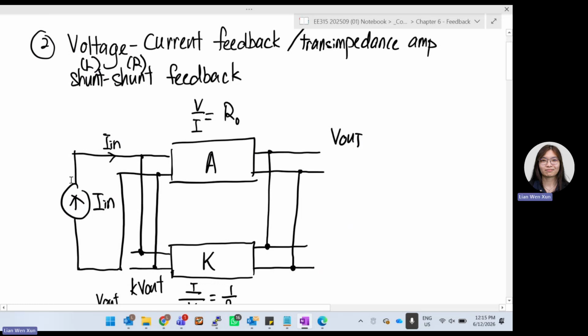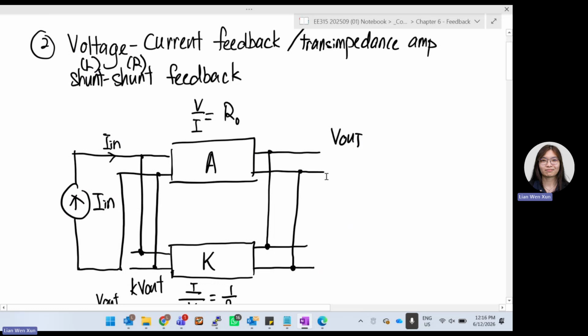To know what the connection is, I will draw my A and draw my K first. Remember, I want to measure voltage, so my K acts as a voltmeter and needs to be in parallel. Now I want to give back current to the circuit, meaning I want to minus out current. I need to make sure they are in parallel so that my input current can minus out whatever current is from here. That's why you can see both are in shunt connection. So we also call them shunt network.